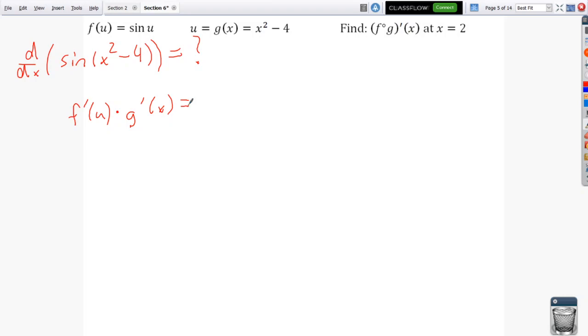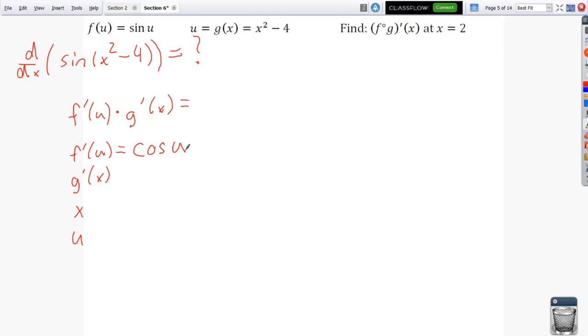So a couple of things that I want to figure out before I actually evaluate this. I can keep this a little bit organized, I hope. I hope I can find f prime of u. I hope I can find g prime of x. And I hope I can find x and u. Right? So there's the four things that I want to find and eventually plug stuff in. So f prime of u is going to be the derivative of sine. If I remember that correctly, it's cosine of u.